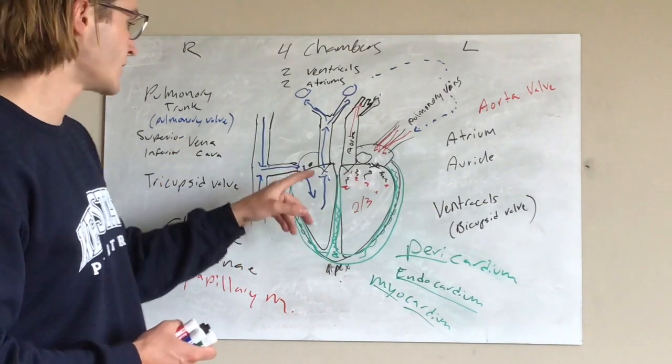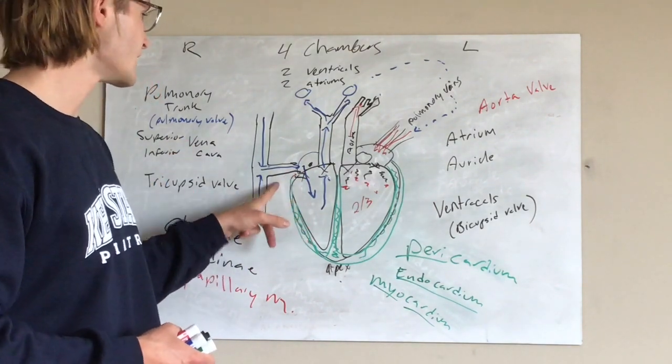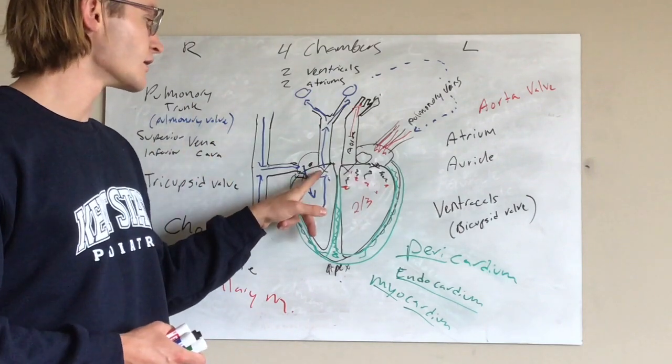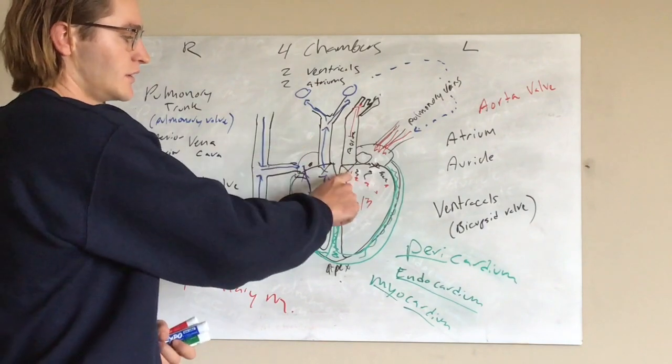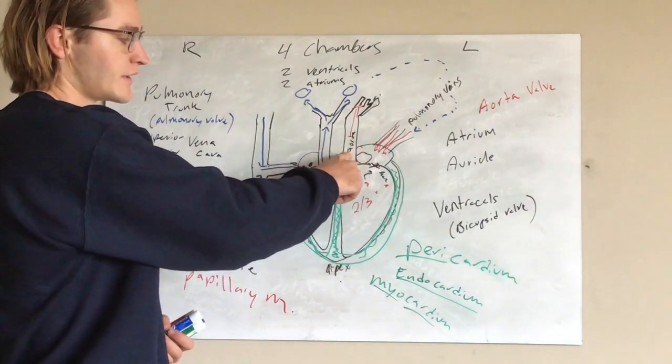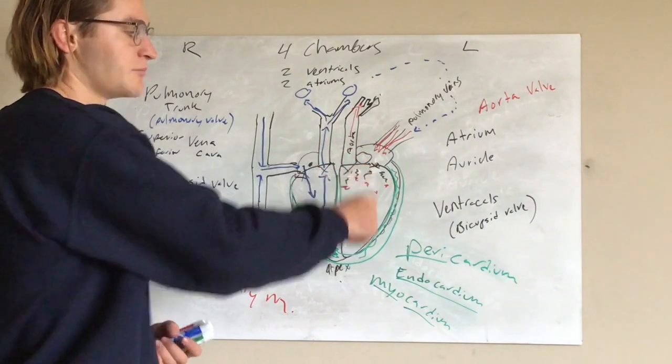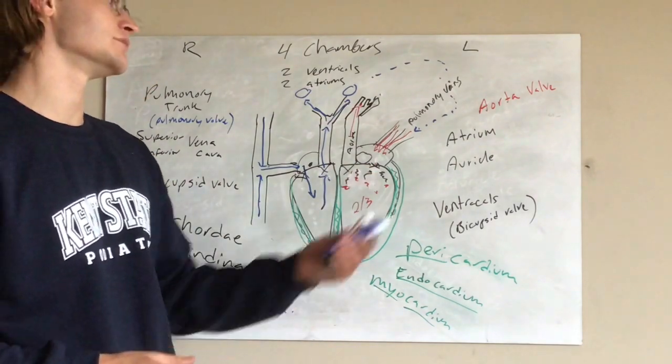And yeah, so we got the tricuspid valve, which just connects to the vena cava. We have our pulmonary valve, which connects to the pulmonary trunk. The aortic valve, which connects to the aorta. And the bicuspid valve, which helps with the pulmonary veins.